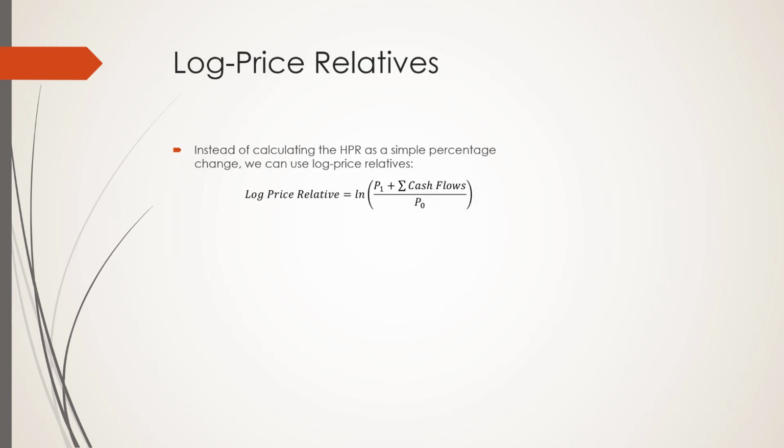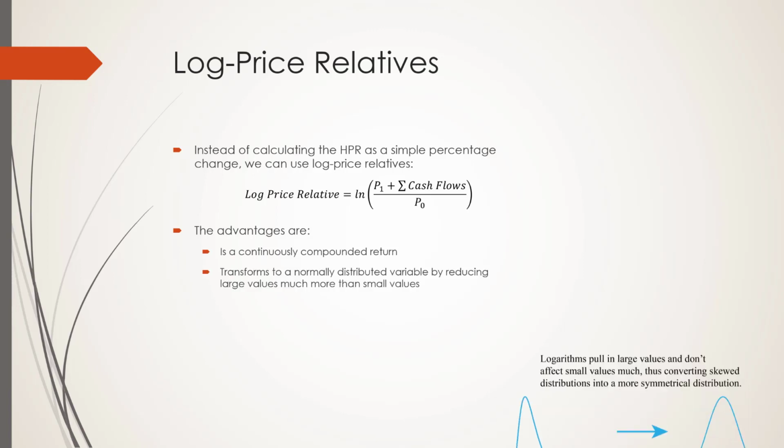So the log price relative is simply the natural log, ln, of the ending price plus the cash flows divided by the beginning price. Now, there are some advantages to doing this. Number one is that it gives us a continuously compounded return. So we don't have to worry about different compounding schemes because the log price relative is a continuously compounded return.